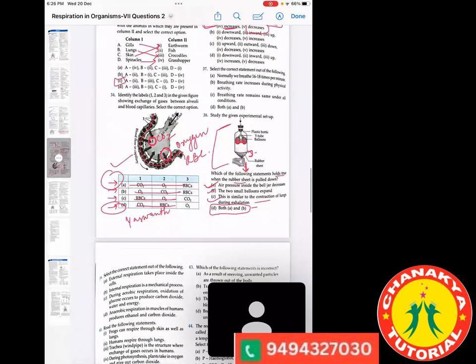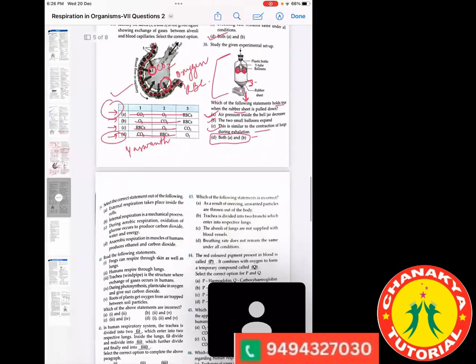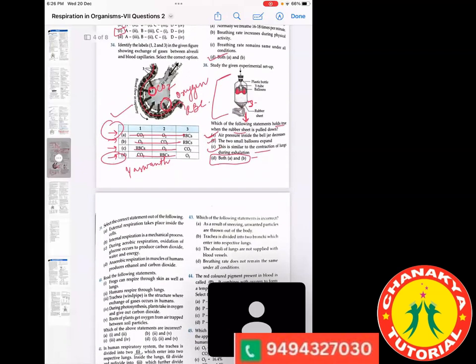Now, question number 37. Select the correct statement out of the following. So, which is correct for you, Yashwant and Anubhav? Ma'am, D, ma'am, both D. A and B. Correct. So, both of you are correct. The answer is D. Normally we breathe 16 to 18 times per minute, which is correct, and the breathing rate increases during physical activity. This is also correct. Now, 38 question I have explained to you a few minutes before.